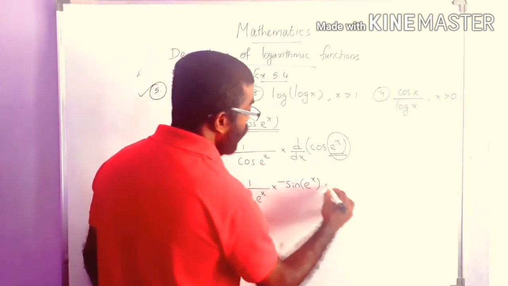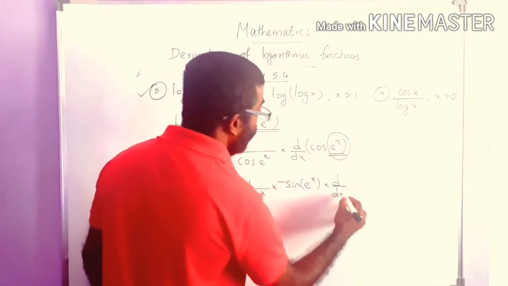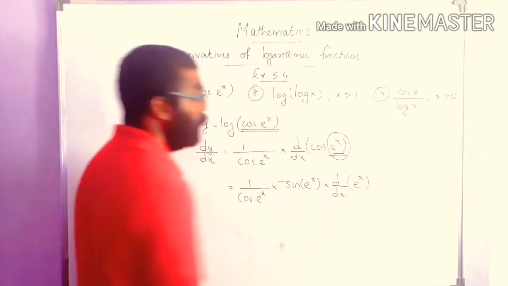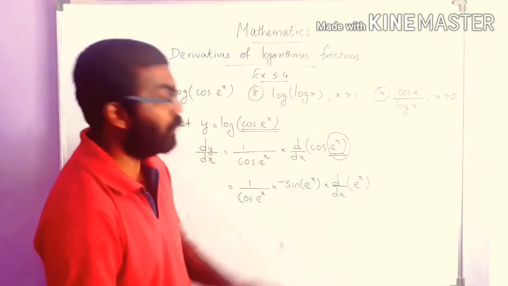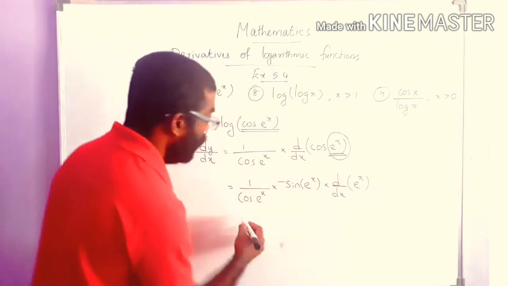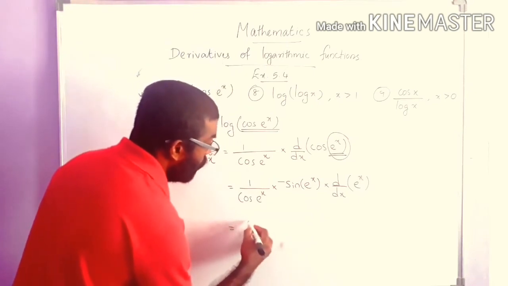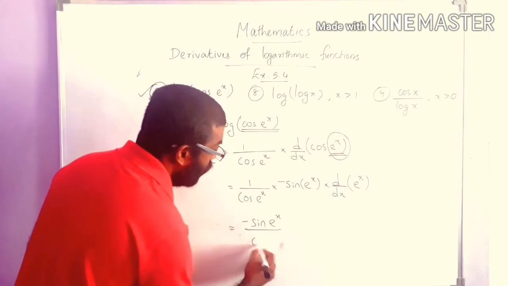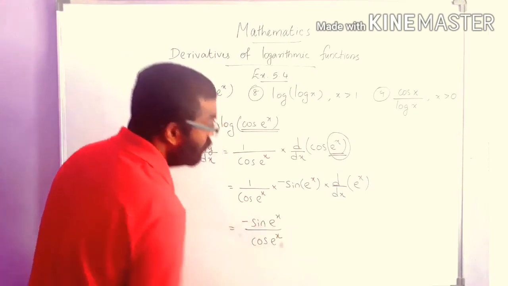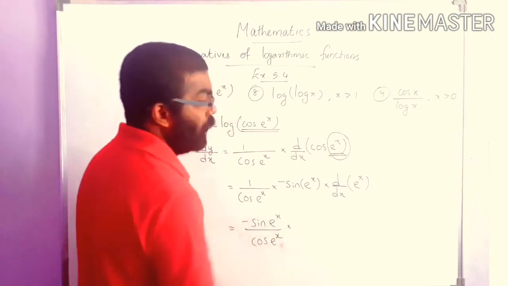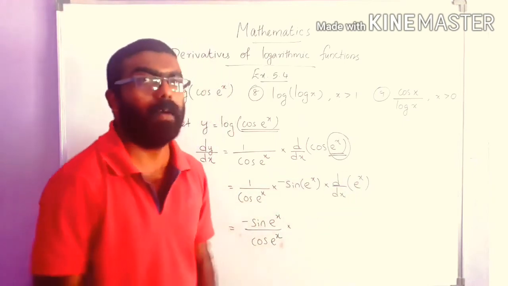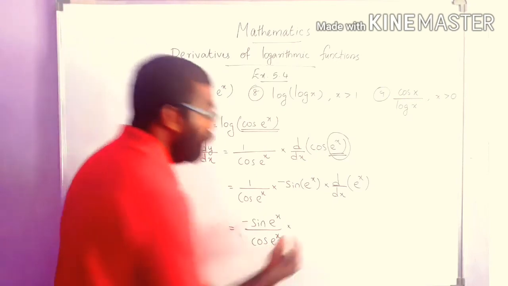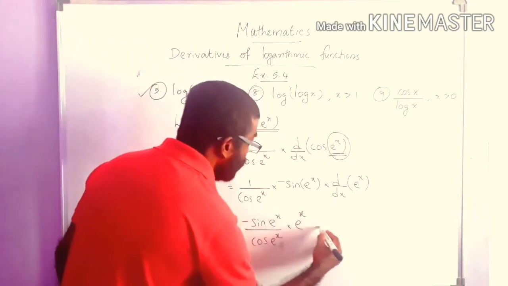Again we have to apply the chain rule into d by dx of what? e raised to x. Instead of x, the term is e raised to x. So we have to apply the chain rule, d by dx of e raised to x. So it is equal to minus sin e raised to x divided by cos e raised to x into d by dx of e raised to x. What is the derivative of e raised to x? It is e raised to x itself. So we can write e raised to x.